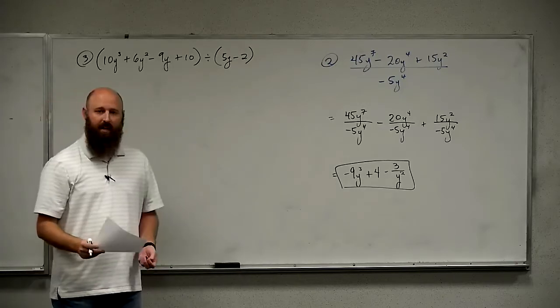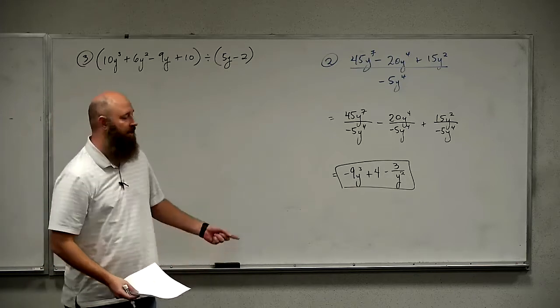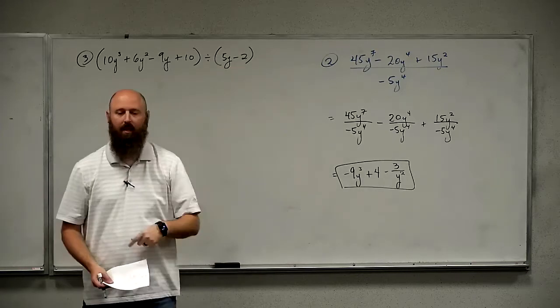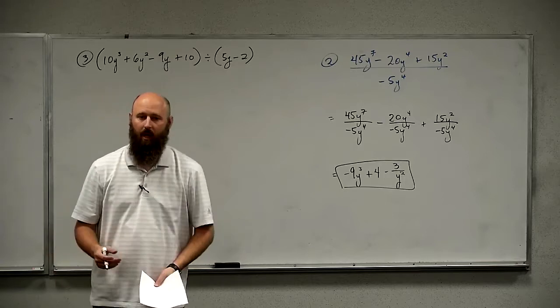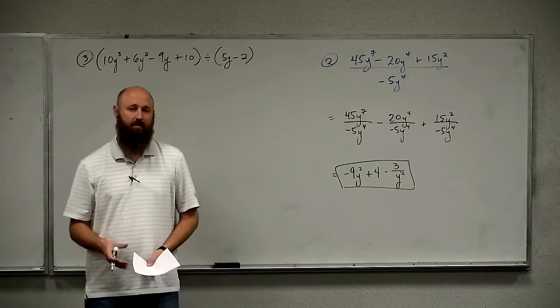All right, now when we're dividing here, we see that it's not a monomial that we're dividing by. We have two terms, so we can't do the breaking apart thing that we've done before. So we have a couple of options here. One of them is traditional long division, and the other one is synthetic division.